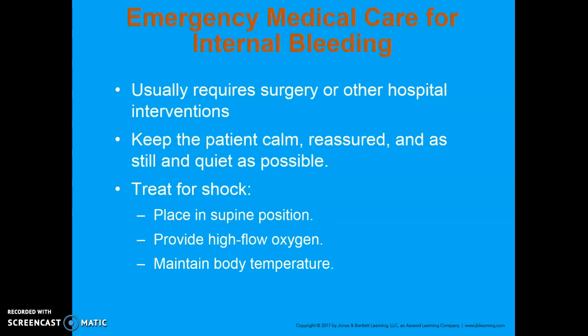For internal bleeding, a lot of times it's going to require surgery or other hospital procedures. So a lot of what we're going to do is emotional reassurance, keeping them quiet and calm, maintaining body temperature, and splinting any injured extremity if the patient's condition allows it. Make sure that you're using tourniquets and other materials appropriately. And high flow oxygen, maintain a supine position if the patient will tolerate it. And that's pretty much all we've got for chapter 25.